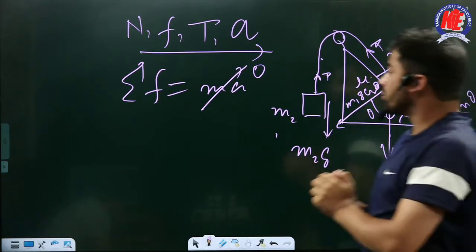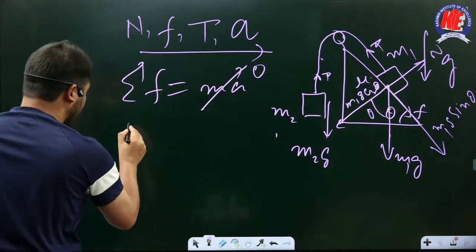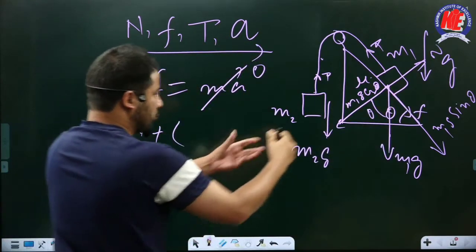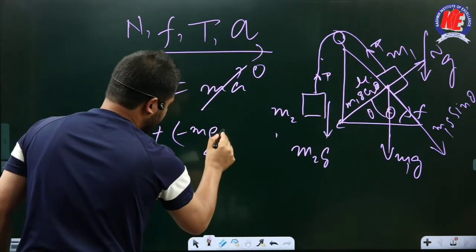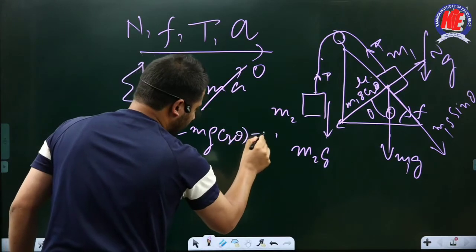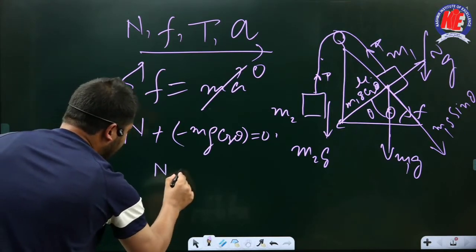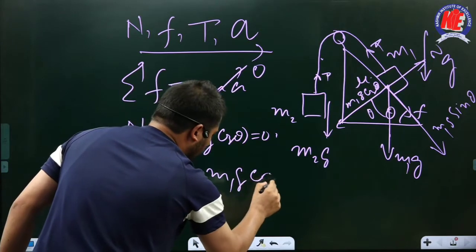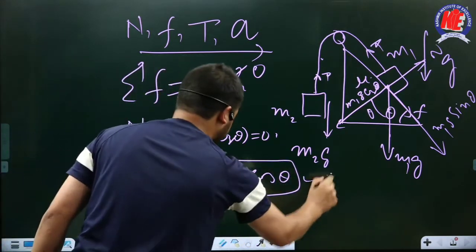Alright, so the first force I'm talking about along this direction is the normal reaction, N minus, but this force is along this direction, so minus m1 g cos theta, and it equals 0. If I simplify it further, I get N equal to m1 g cos theta. This was the first unknown for me, and I got its value.